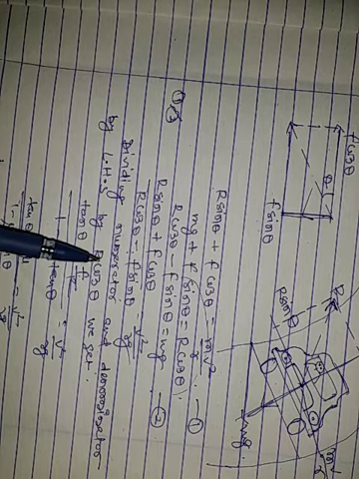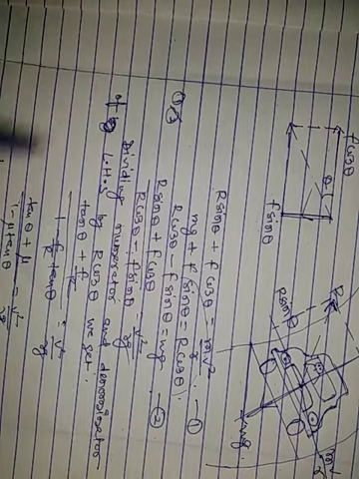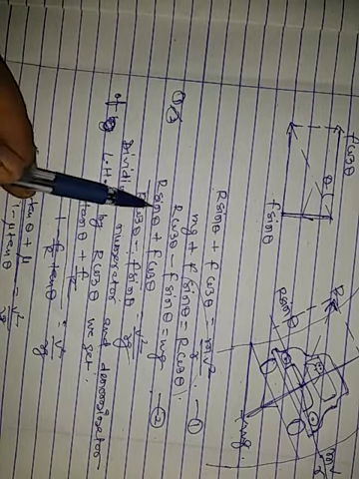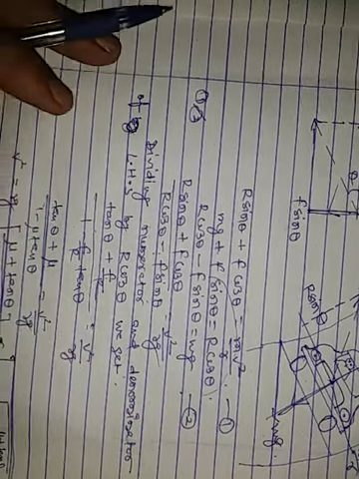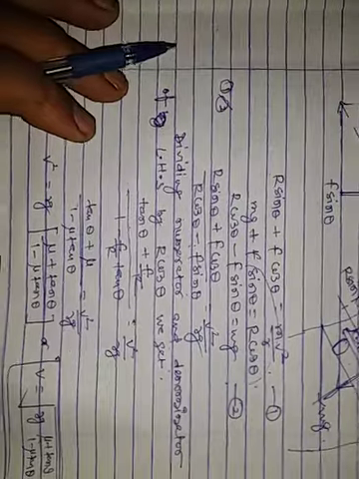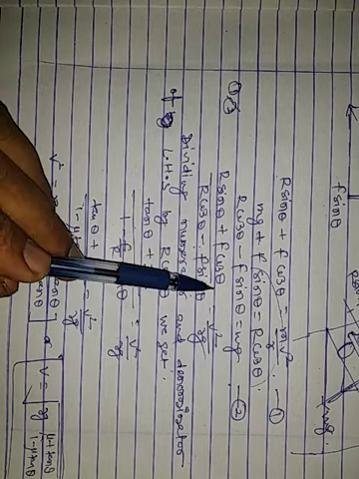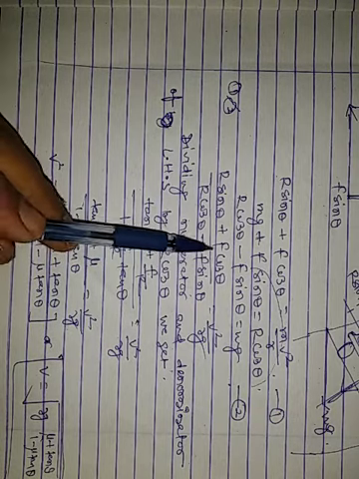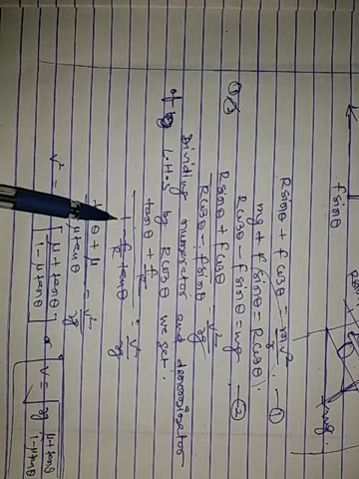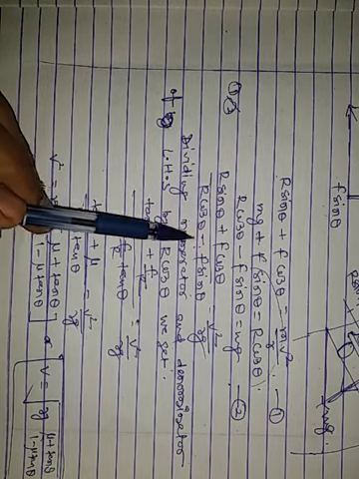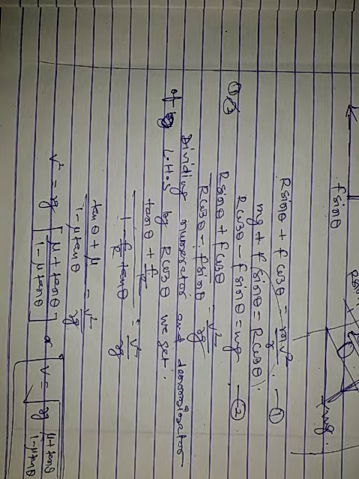Now dividing numerator and denominator of the LHS by R cos theta, we get R sin theta by R cos theta. So R cancels, and sin theta by cos theta is equal to tan theta. And here f by R cos theta by cos theta cancel each other. At the place of that we write 1 minus f by R sin theta by cos theta, and sin theta by cos theta is equal to tan theta.